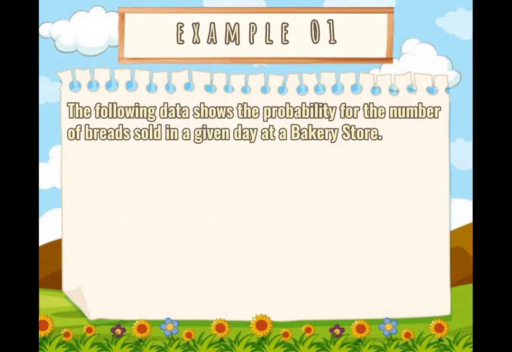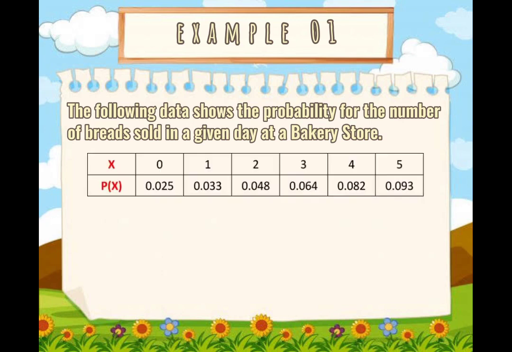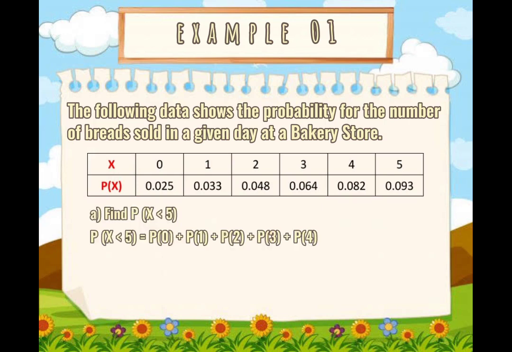The following data shows the probability for the number of breads sold in a given day at a bakery store. Here, the x refers to the number of breads, and p of x is the probability. For letter A, find the probability of x less than 5. Since the symbol is less than, let's take 0 to 4 in our given.